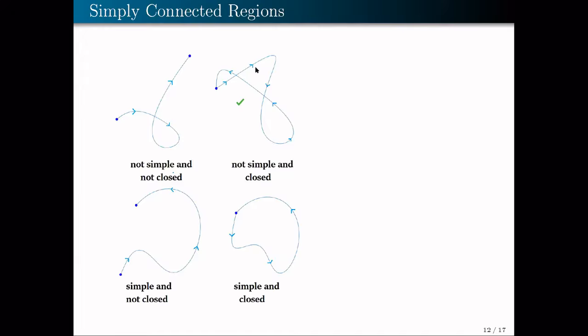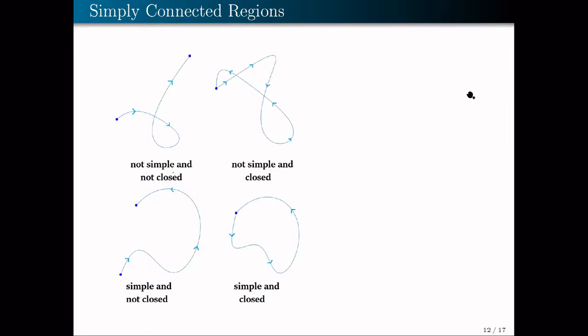Now let's go to the figure on the lower left. This curve is simple and not closed. It does not intersect itself, and the endpoints do not coincide. And for the last figure, this parametric curve is said to be simple and closed because it does not intersect itself, except at the endpoints.